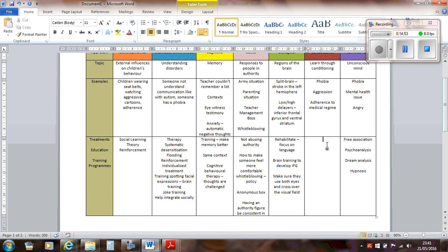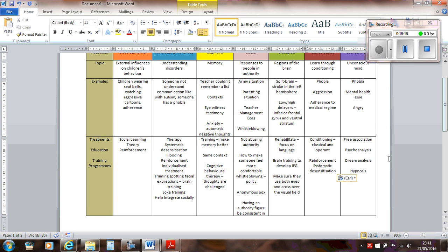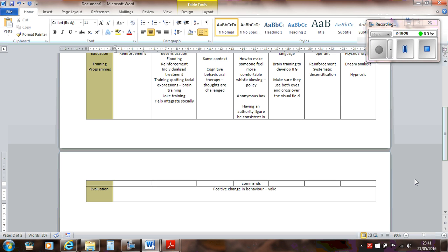So again, your treatments are going to be conditioning treatments, so like classical and operant, reinforcement through that with operant conditioning. Systematic desensitization is therapy for that. So there's all kind of treatments and things that you can do. And then in terms of evaluation, you've got positive changes. You might say things like mundane realism, perhaps it lacks, not really like the real world.